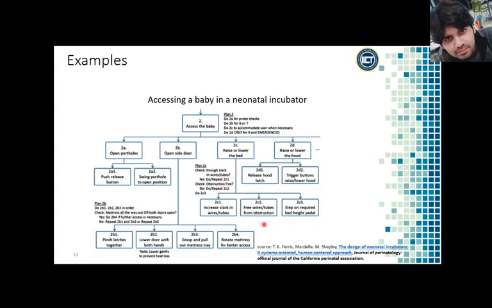So this is one of the examples. The details can be found in this paper, which is the design of neonatal incubators, a systems oriented human centered approach, and it's available on ResearchGate if you would like to read it.